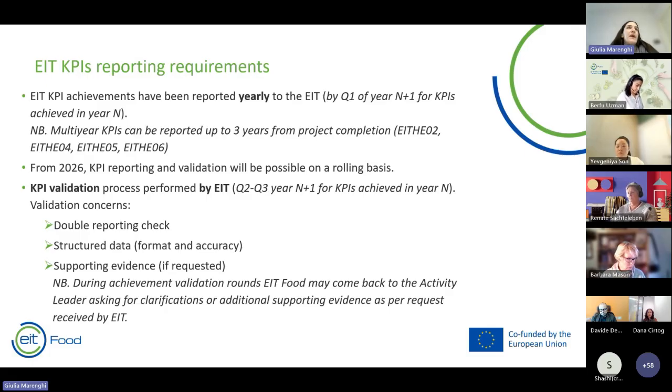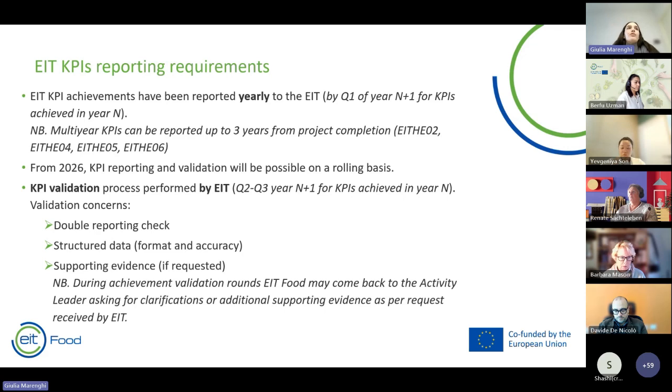After the KPI achievement has been reported by the activity leader on behalf of the consortium, and the project monitor has reviewed the results, EIT Food transfers the data to the EIT, as we said, and there is then a final step, which is the KPI achievement validation that is performed by the EIT. Usually this happens in Q2, Q3. So most probably next year it will happen between April and July.